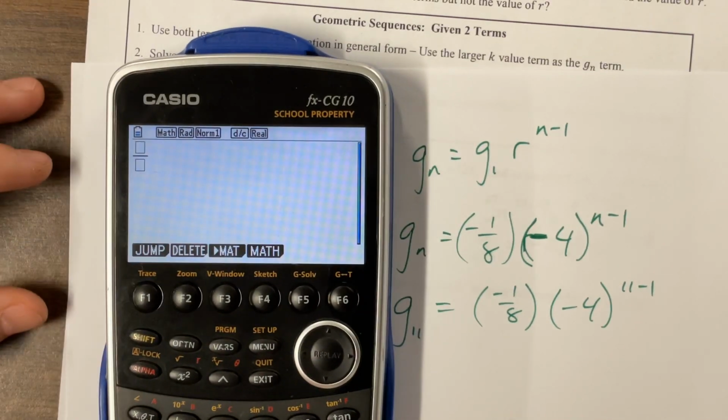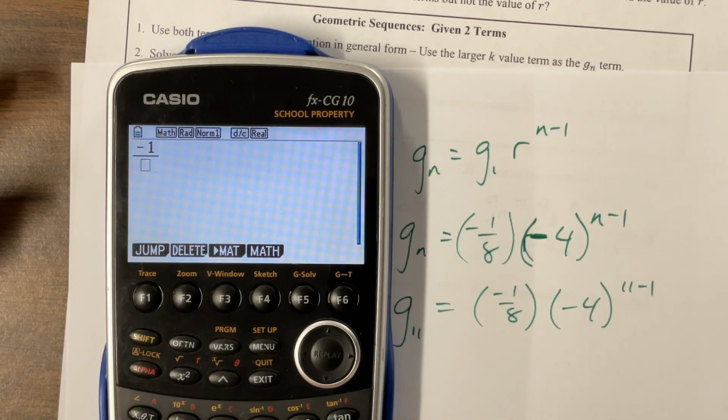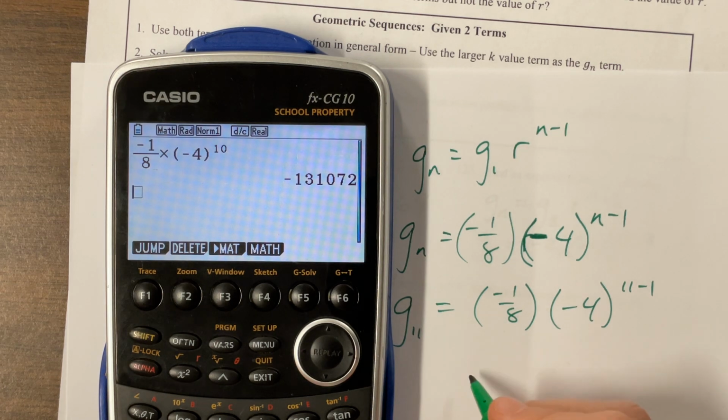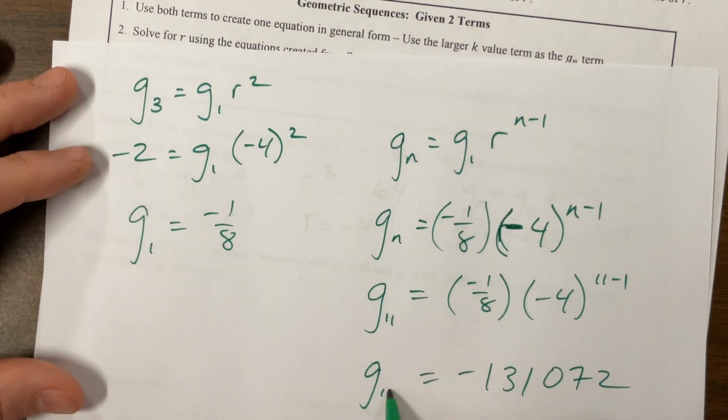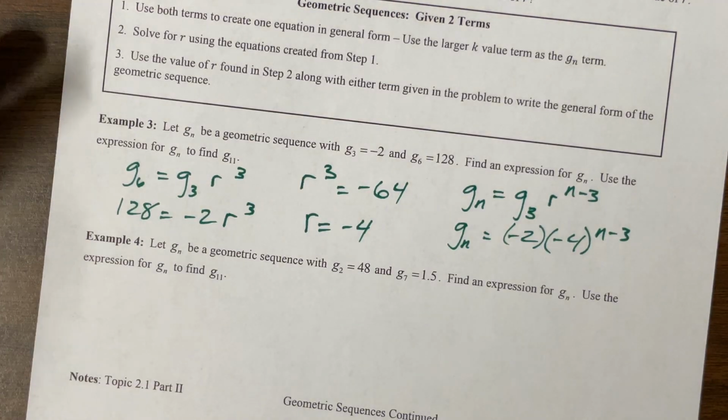I see a negative 1/8 times, in parentheses, negative 4 raised to the 10. Make sure that negative goes in the parentheses. And this becomes a negative 131,072. All right, so I knew that would be ridiculous. There you go. Okay.